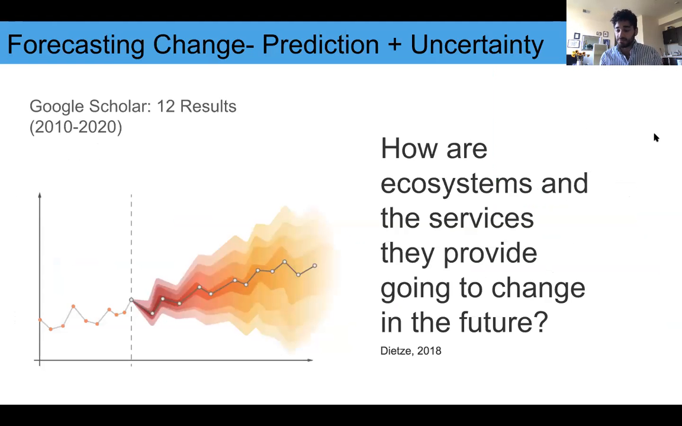The first thing that comes to my mind that we are not doing is we are not forecasting change, and we are not predicting and quantifying uncertainty in these predictions of how ecosystems and the services they provide are going to change in the future. So a quick Google search for the keywords of microbial ecology and forecasting just came with 12 results over the last years, and I constrained this to the last 10 years because I don't think we really have the computational abilities to predict things very well. And this is something that I think we really need to do to create a more sustainable future.